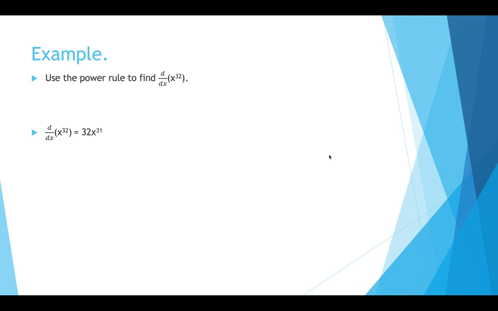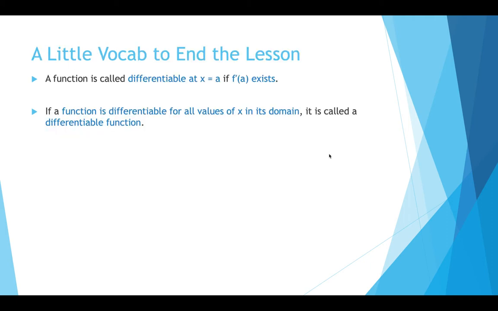All right, we want to use the power rule to find d/dx of x to the 32nd. And so that's going to be 32 times x to the 32 minus 1, so 31. So 32x to the 31st power.